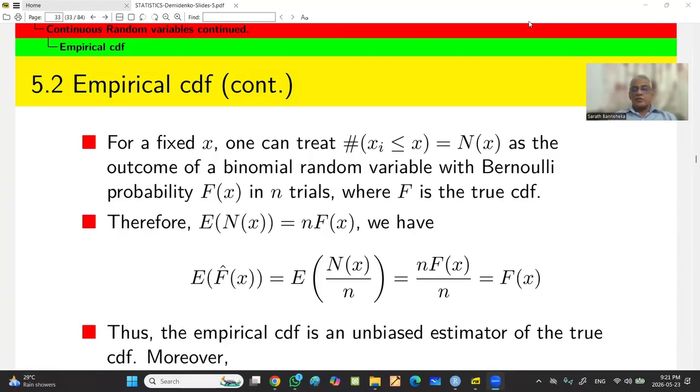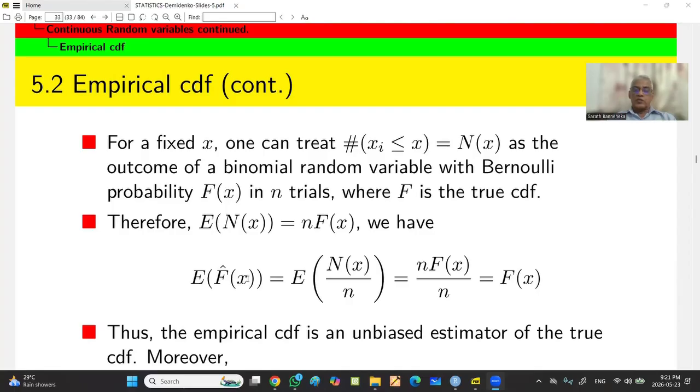Okay, let us again start the last part of the lecture. This is part 6. Let us now look at the theoretical properties of the empirical cumulative distribution function. Let us now consider a fixed value of x, and let us consider F hat evaluated at that x, that is the empirical cumulative distribution function evaluated at that x.